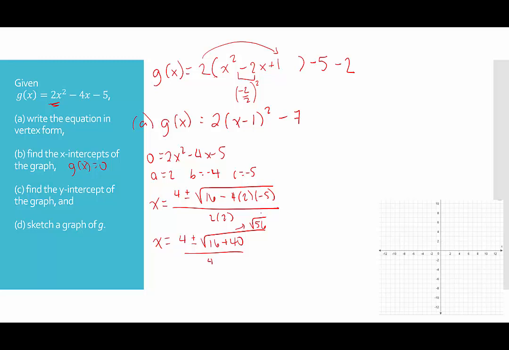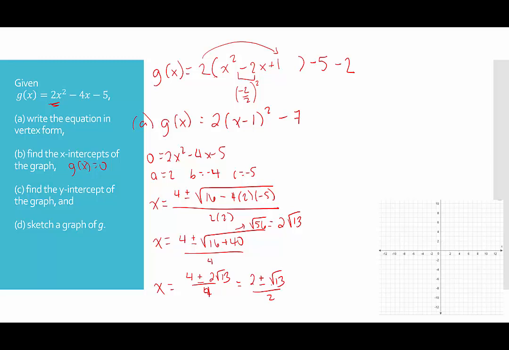Just due to lack of space, I'm just going to go ahead and do this here. And then 56 has a perfect square factor of 4. So that's 4 times 13. And then the square root of 4 is 2. So that's going to simplify to 2 root 13. And then lastly, 4, 2, and 4 all have a common factor of 2. So that's going to give me, oh, I said 2 and then I wrote 2. That's going to give me 2 plus or minus the square root of 13 over 2.